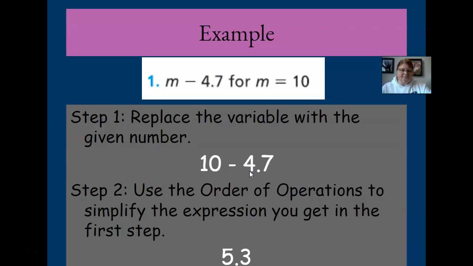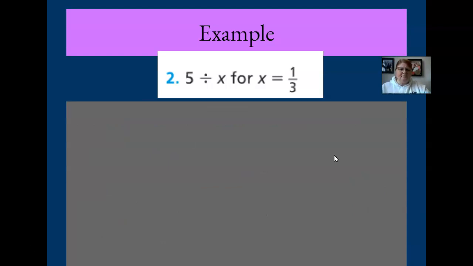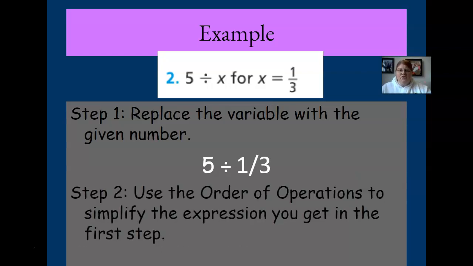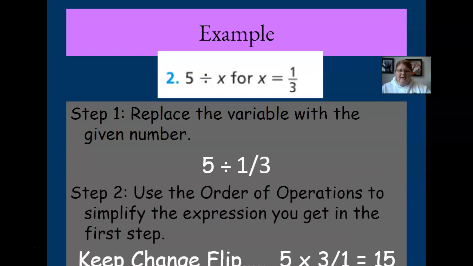So let's look at another example. 5 divided by x for x equals 1/3. Okay, so again, you're going to take the value and put it where the variable is. So now for step 1, you have 5 divided by 1/3. Remember that when you divide with fractions, you have to keep, change, flip. So our step 2 is going to be 5 times 3 over 1, which is 5 times 3, which is 15.